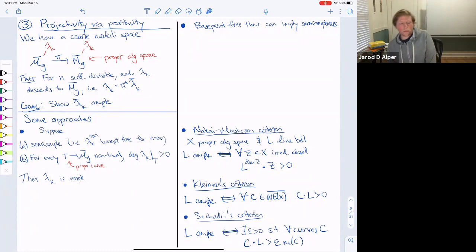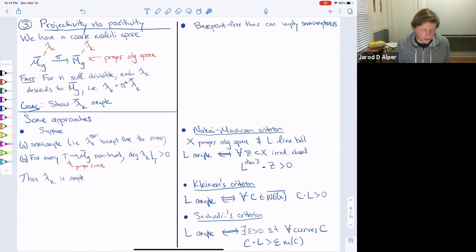There's a plethora of techniques to show ampleness in algebraic geometry. Maybe one of the simplest that actually works is the following. Let's suppose that you know the line bundle is semi-ample, meaning some high multiple is base point free. And suppose you also know that for every proper curve, the degree of the line bundle is positive. Then the conclusion is that this line bundle is ample.